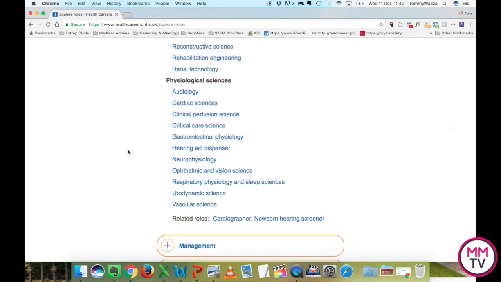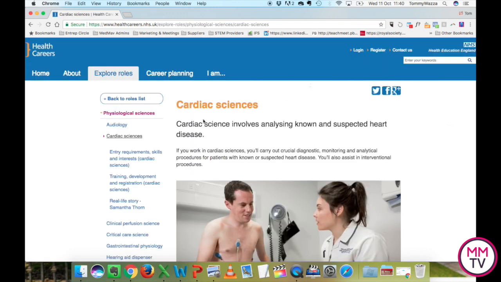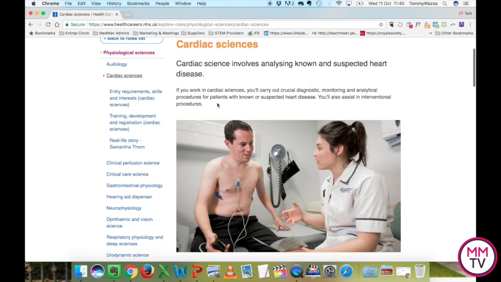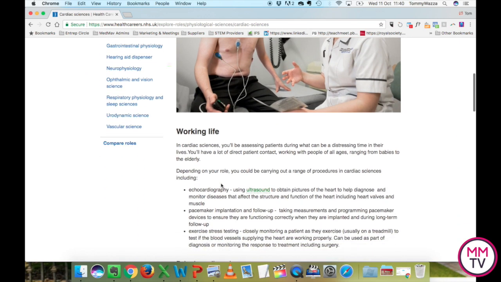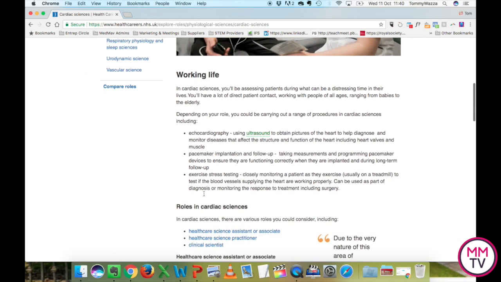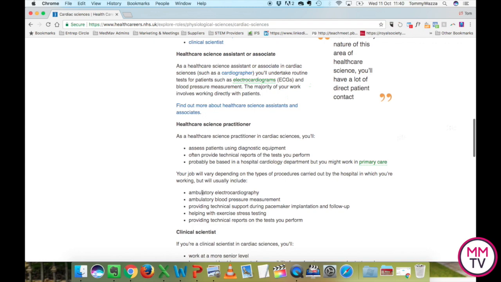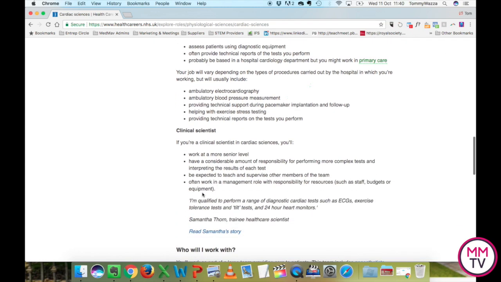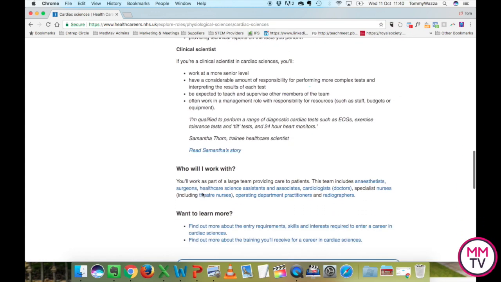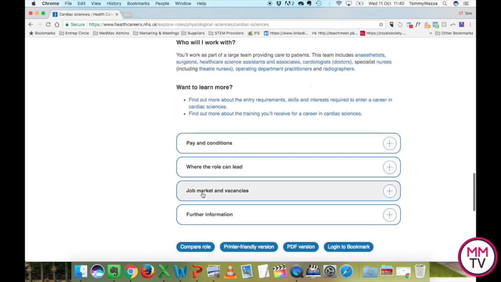I'm going to pick out one of them called cardiac sciences. It takes you through to another page and tells you all about the job and the different roles. You've got different links you can click on to go through, and it gives you loads and loads of really cool information. As you go around the bottom, it talks about pay and conditions, where the role can lead, the job market, and further information.